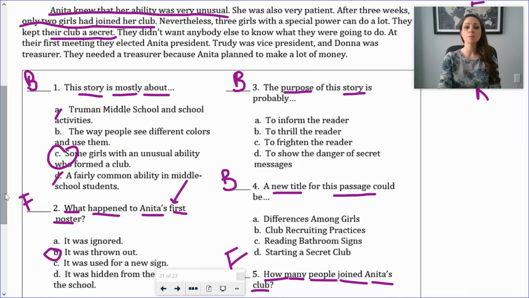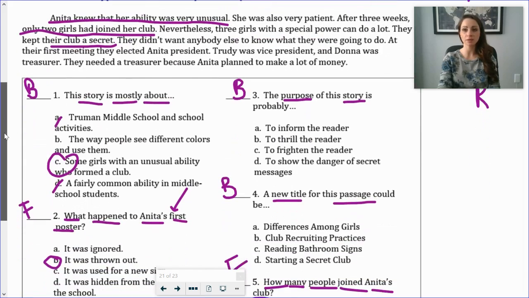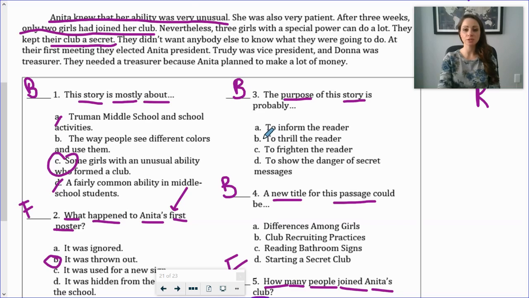Number 3, the purpose of this story is probably, so why did the author write this? Did the author write this to inform the reader? I think so. I think the author was basically telling us how Anita started her club. But let me read the rest of my answer choices. To thrill the reader? No, this passage was not exciting at all. To frighten the reader? No, it wasn't scary. To show the danger of secret messages? It didn't even talk about danger. So our answer here is definitely A, to inform the reader.